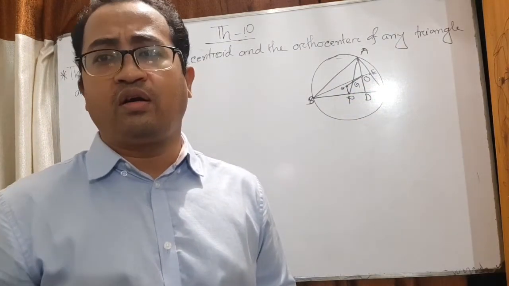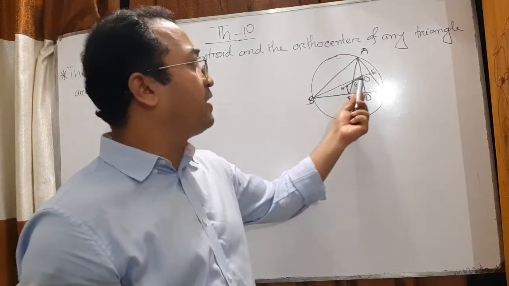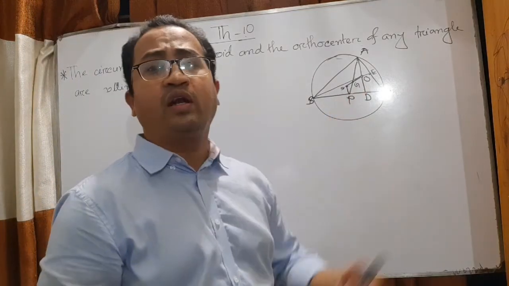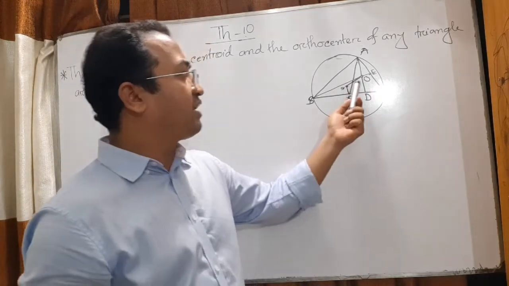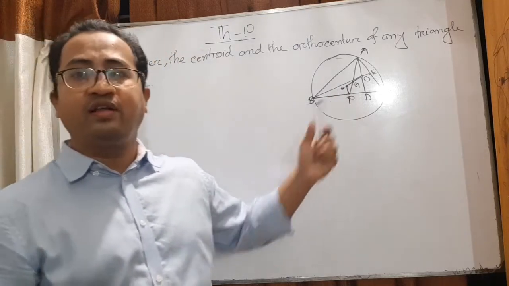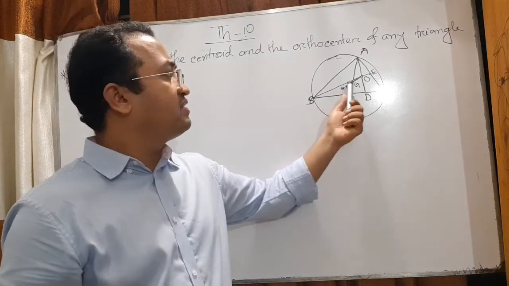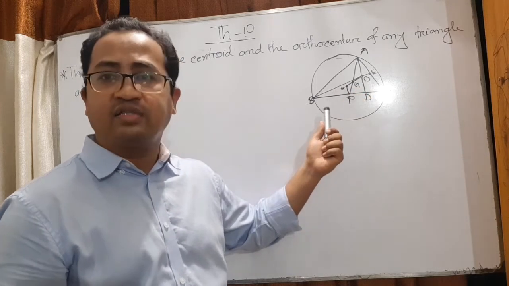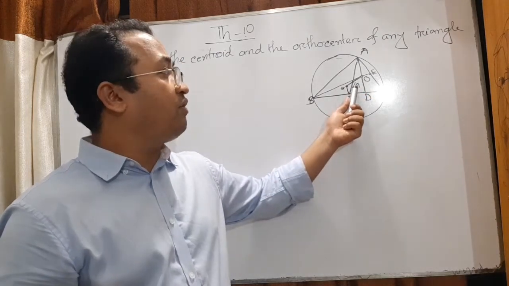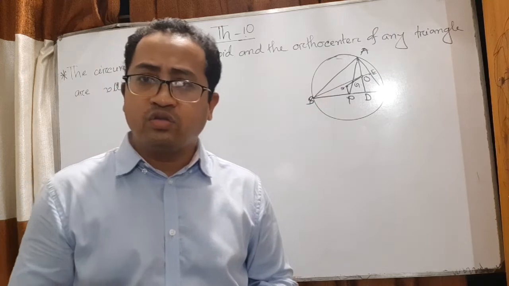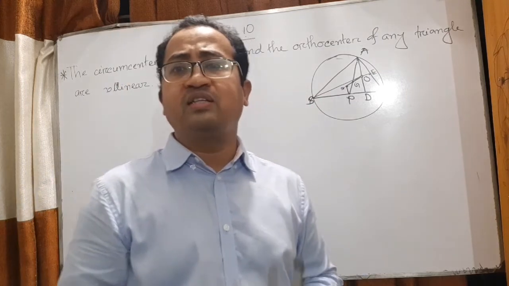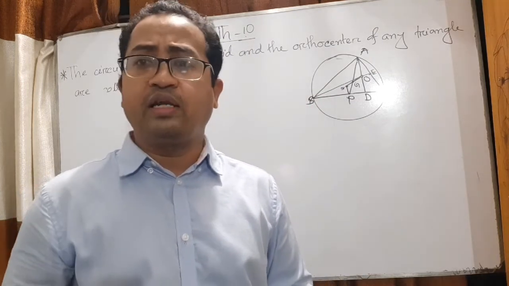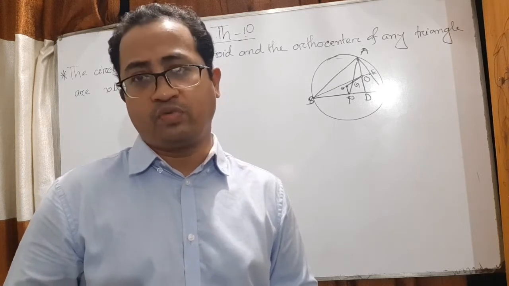So this will be the requirement. Already they are collinear, I have drawn S, G, O in a straight line. But we are not confirmed that G is the centroid. So if we prove that G is the centroid, then it will fulfill our proof.